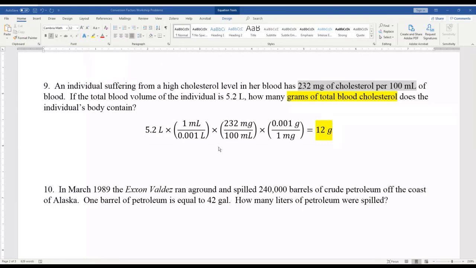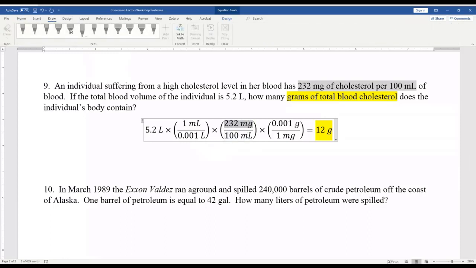One thing I also want to make note of here is that you got your definitional values here with the 1 milliliter over the 0.001 liters. But this one here is actually measured. Her cholesterol level is measured to be 232 milligrams per 100 milliliters. Now the 232 milligrams actually does have 3 significant figures. This is 3 sig figs. And you might be like, well, that 100 milliliters is only 1 sig fig. That's actually not quite true.